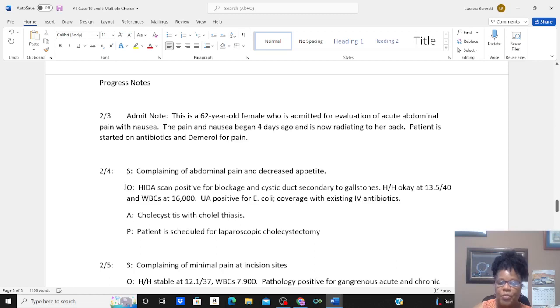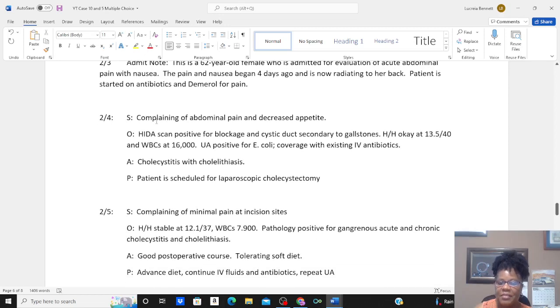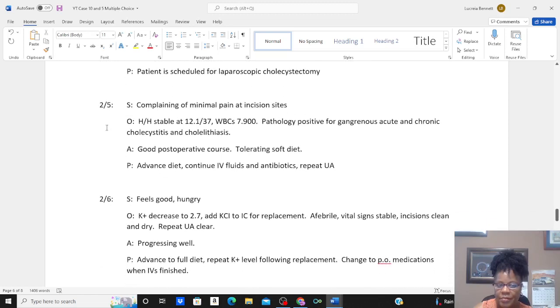There's an example of SOAP notes: subjective, objective, assessment, plan. So see how subjectively the patient's complaining of abdominal pain and decreased appetite. But objectively is where your physician brings in labs, because these are just nothing to be disputed. It's not his opinion or the patient's opinion. These are lab results. So his assessment, what he's assuming it is, and then the plan. So that was day 4 to 5.